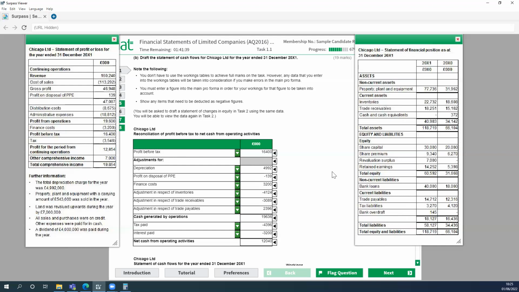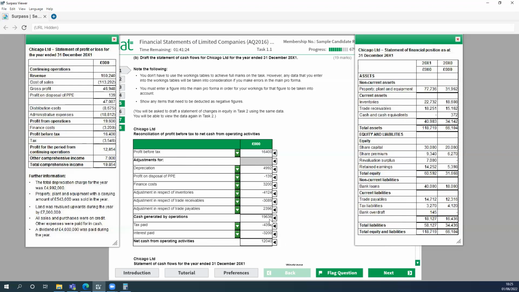Because again, you need to get to know it. And then we've got the interest paid now. So that interest paid, those finance costs that we added back before, we're now going to take off. Okay, so therefore, we've now got our net cash from operating activities.